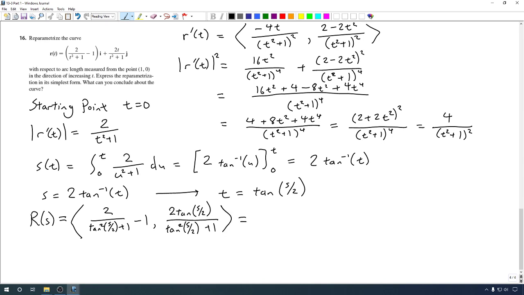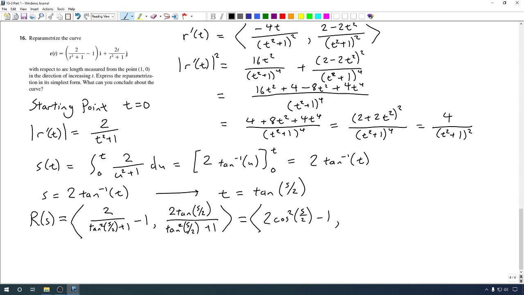Now that looks really ugly, but they actually chose one that works out very nicely for us. We can use some trig identities here. Tangent squared of something plus 1 is just the secant squared. And then secant squared on the bottom is going to turn into a cosine squared on top. So the first thing we do is change this into 2 times cosine squared of s over 2 minus 1.